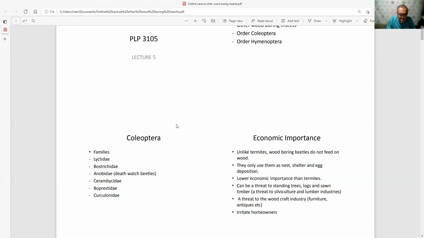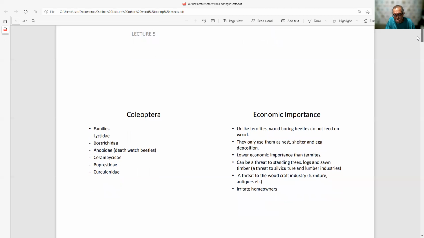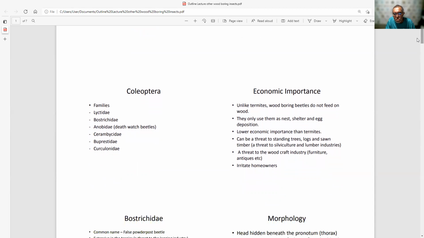And most of them, out of 112 families, imagine 112 families, there are many that actually live off wood, OFF wood. Maknanya mereka hidup dalam persekitaran ataupun di dalam kayu. Now let's look at the economic importance. Unlike termites, wood-boring beetles, kumbang yang mengorek kayu, they do not feed on wood. Again, we stress that can never be overemphasized. Dia tak makan kayu. Okay, because kenapa?